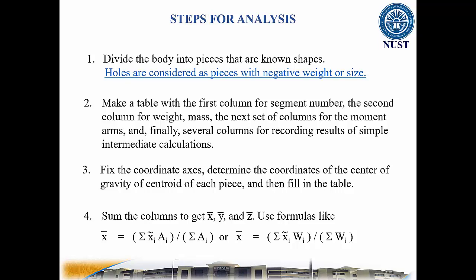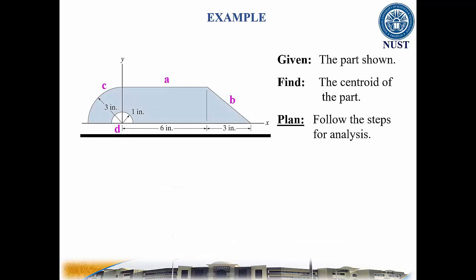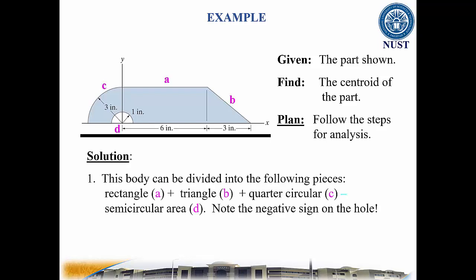This approach will become clearer by doing an exercise. As given in this example, a composite shape, we need to find the centroid of this part. Following the analysis steps, this body can be divided into the following pieces: rectangle, triangle, quarter circle, semicircle. Note the negative sign on the hole.